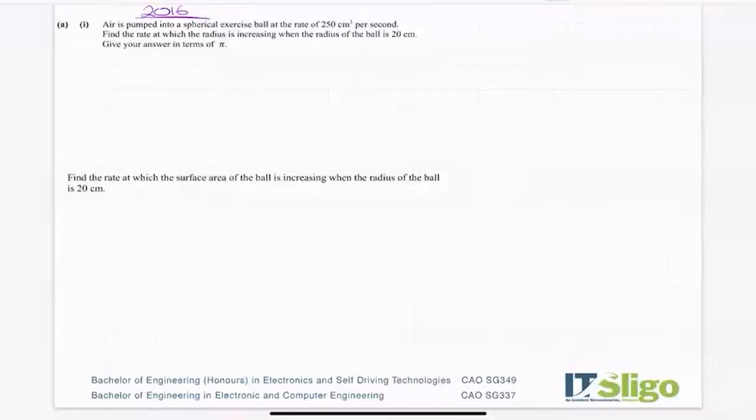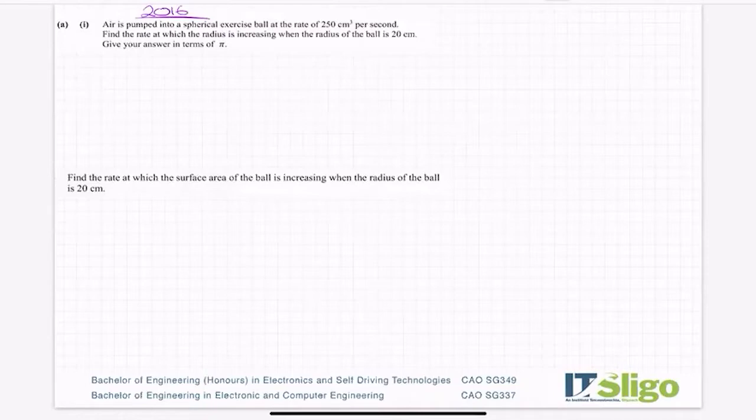Okay, the 2016 question, I think this was question 7 on paper 1, calculus, more rates of change, real rates of change section towards the end of the calculus, the differentiation chapters. Air is pumped into a spherical exercise ball at a rate of 250 centimeters cubed per second. Find the rate at which the radius is increasing when the radius of the ball is 20 centimeters. Give your answer in terms of pi.